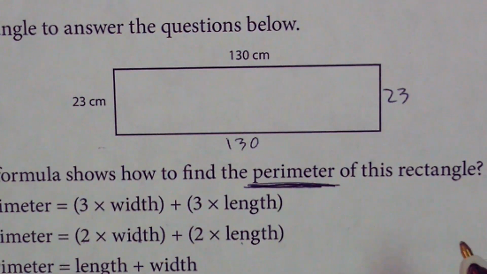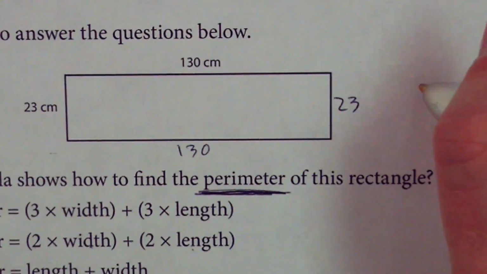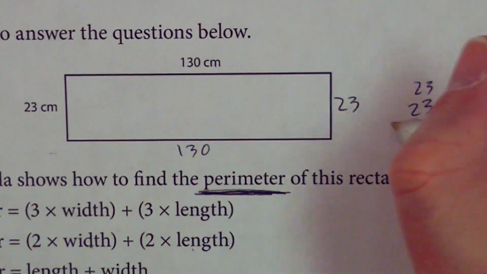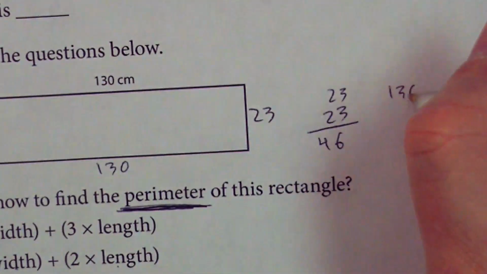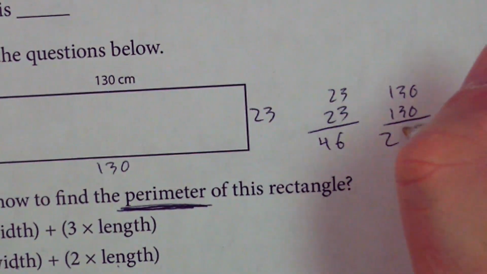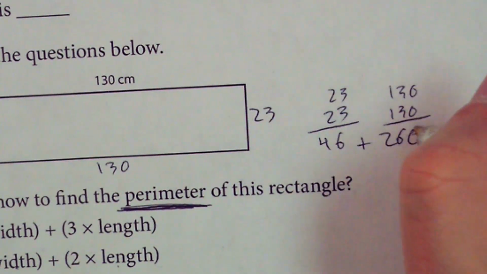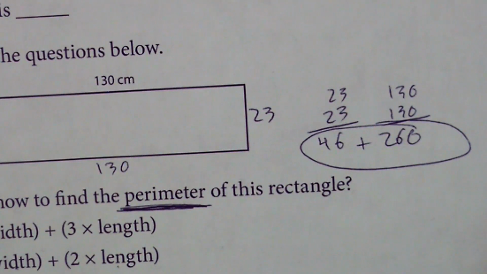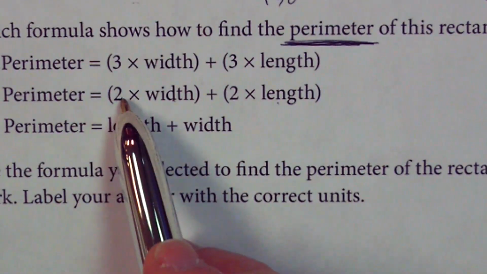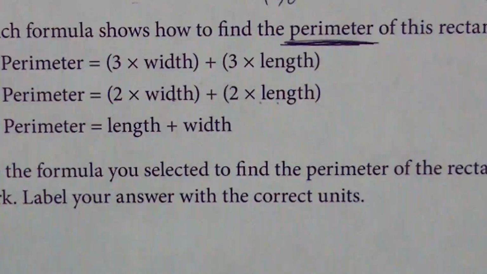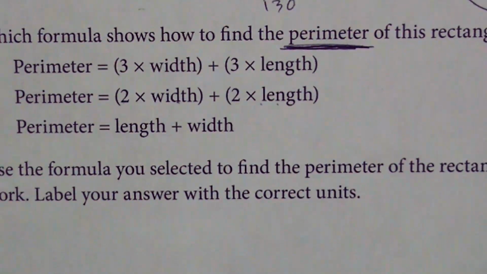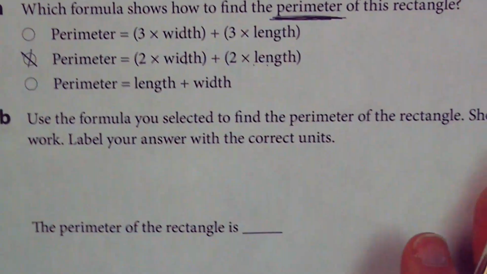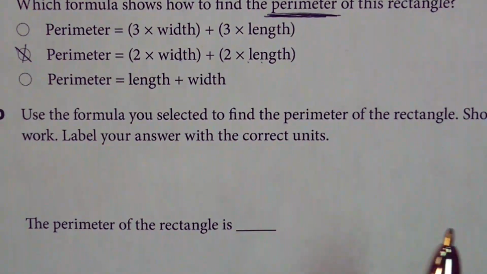So if you actually do that, double the width would be 23 plus 23, that's 46. And then double the length, 130 plus 130 is 260. And then I add them together. Okay, that's exactly what this says. Double the width, double the length, add them together. That's for finding the perimeter of a rectangle and technically a square. Okay, and then you're going to write your answer down here.